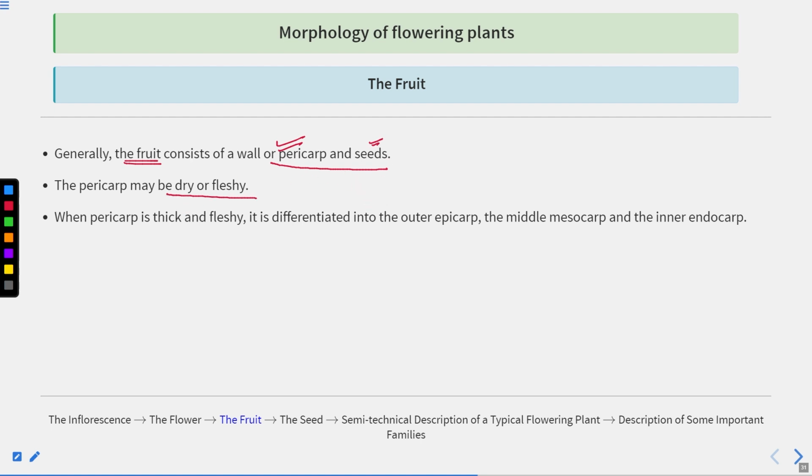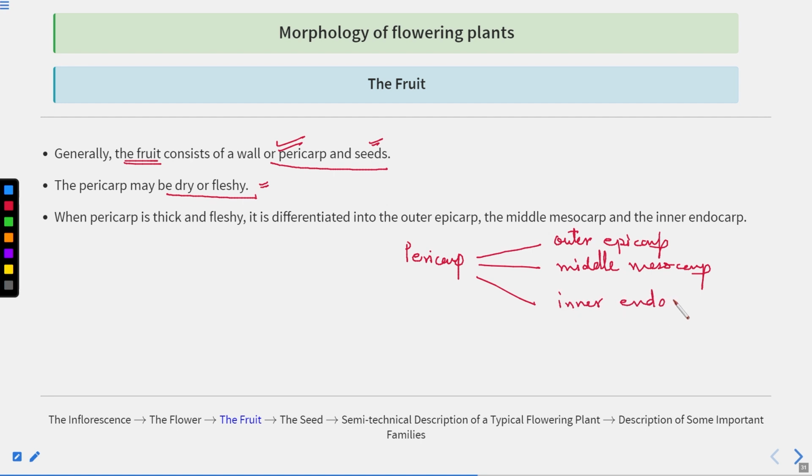The pericarp may be dry or fleshy. In some fruits the pericarp is dry, and in some fruits it is fleshy. When the pericarp is thick and fleshy, it is differentiated into the outer epicarp, the middle mesocarp, and the inner endocarp. Three layers. The pericarp is showing three different layers.